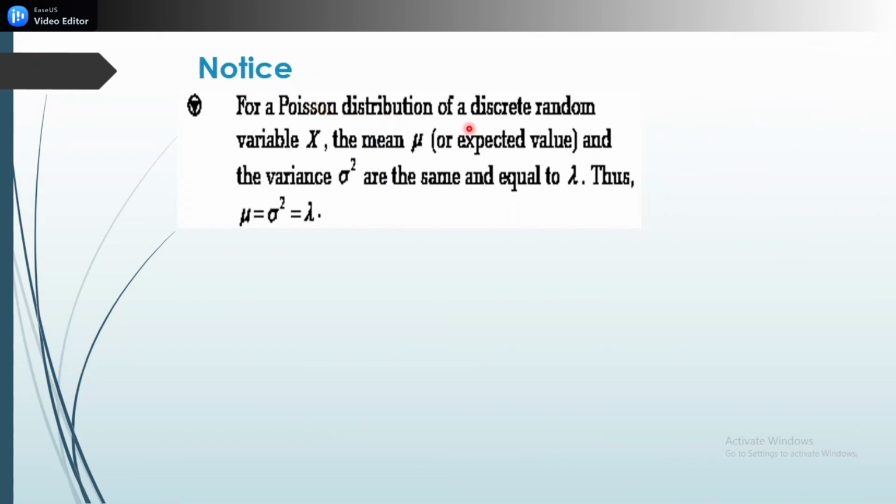For the Poisson distribution of a discrete random variable x, the mean mu or expected value and the variance sigma squared, which symbolizes variance, are the same and equal to lambda. This means the mean or expected value and the variance are equal to lambda. Those are equal, the mean and the variance are both equal to lambda.